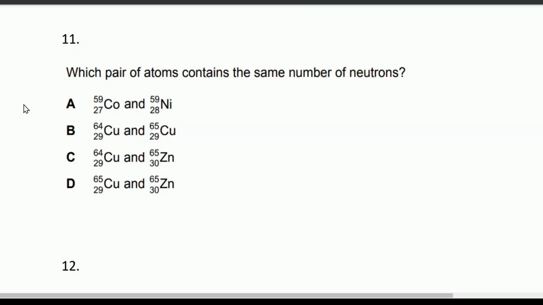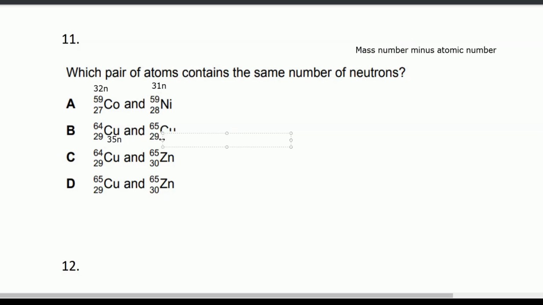Question 11. Which pair of atoms contain the same number of neutrons? What we want to do here, to find out the number of neutrons in an atom, do the mass number, take away the atomic number. So for A, we want to go cobalt 59 minus 27. That's going to give us 32. We want to go 59 minus 28. That's going to give us 31. So A is not the correct answer. They don't have the same neutrons.